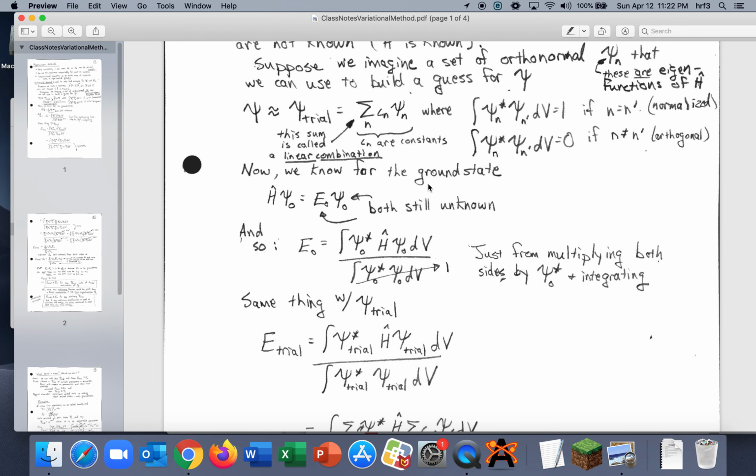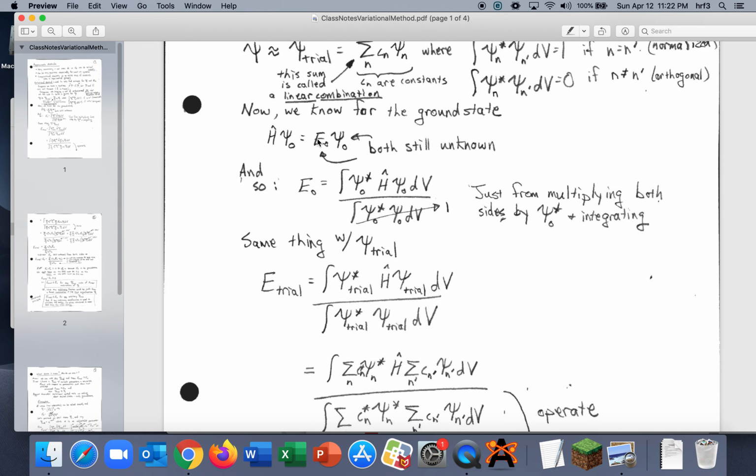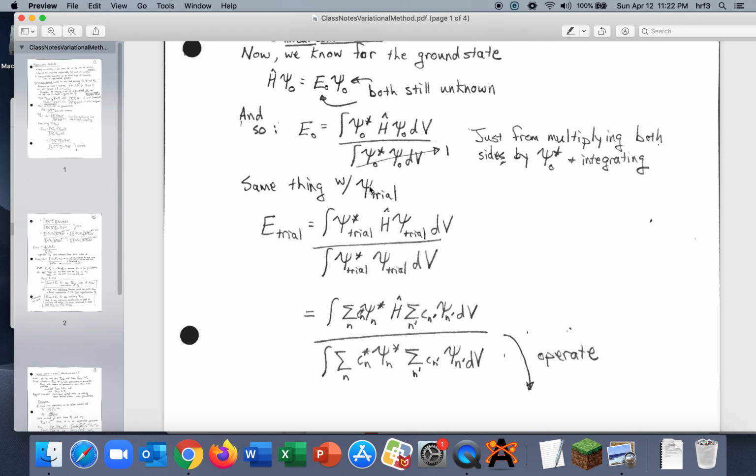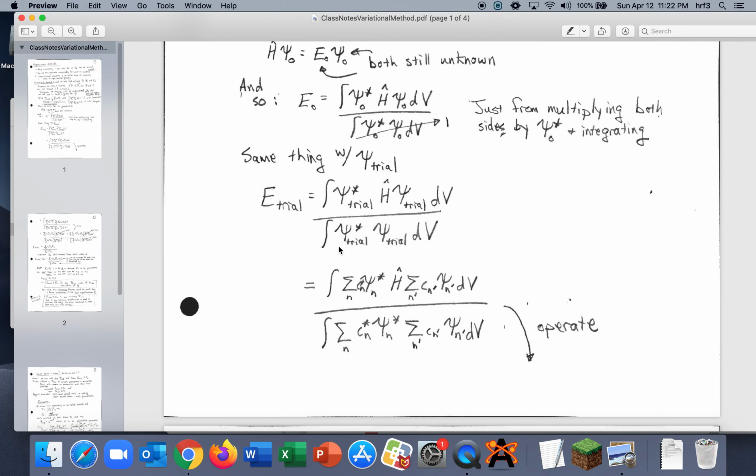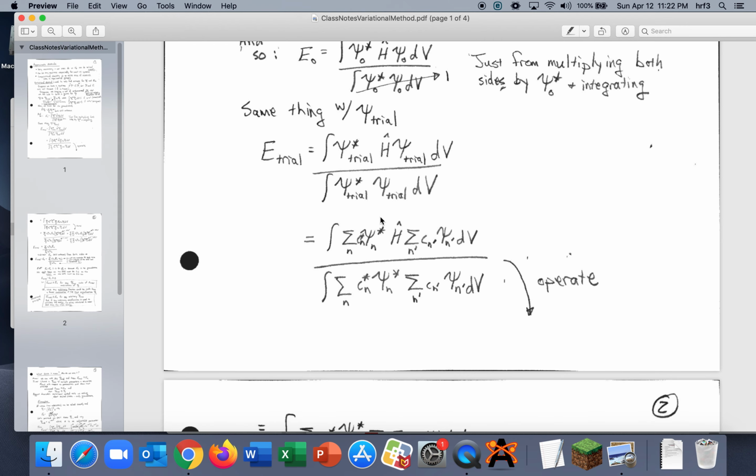All right. Now we know for the ground state that H psi 0 is equal to E0 psi 0. Remember, we still don't know what these actually are, E0 or psi 0. All right. Now we could multiply both sides by psi star 0, and we could integrate, and because of normalization we know the denominator is going to go to 1. We can do the same thing with our trial wave function. So E trial would be equal to the integral of psi star trial H hat psi trial dV, and then the denominator. This denominator is kind of like a normalization constant.